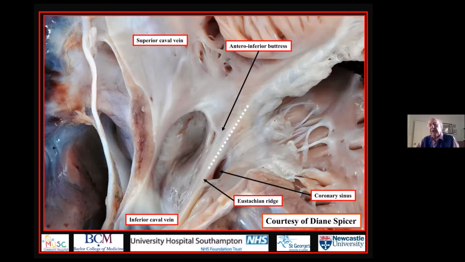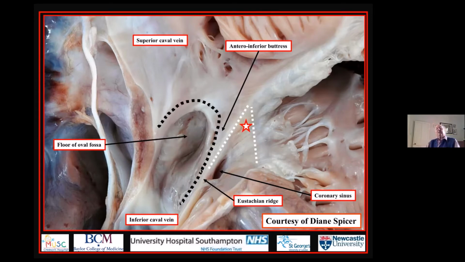I'm sure you all know that the tendon of Todaro is one of the boundaries of the triangle of Koch. The atrial wall of the triangle of Koch roofs over the inferior pyramidal space, and there at the apex of the triangle, we have the location of the atrioventricular node.